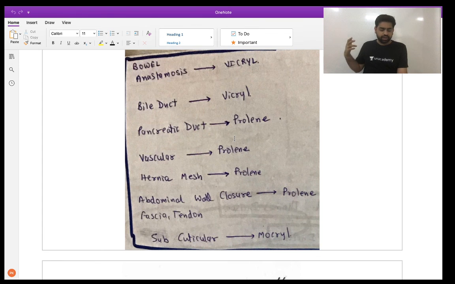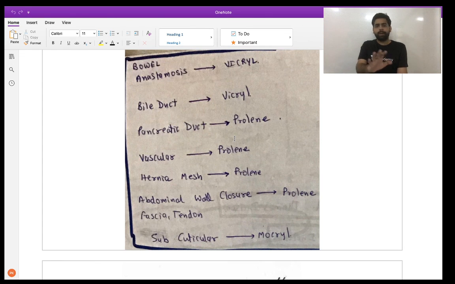Please understand this. I hope you understood this. What about the subcuticular suture? The subcuticular sutures which we usually take after LSCS. Anywhere you want a cosmetic scar, you use a subcuticular suture. And what is the suture material which we use for that? We use Monocryl. So this is a list.